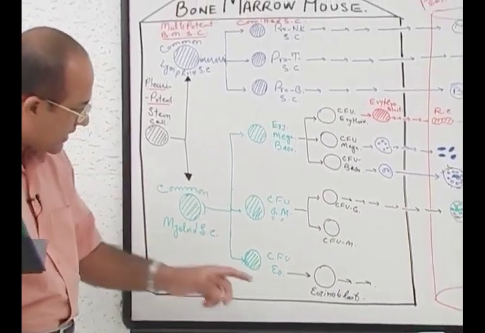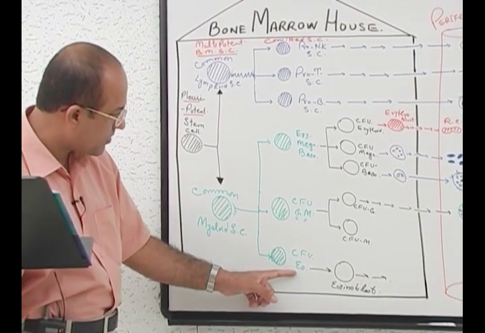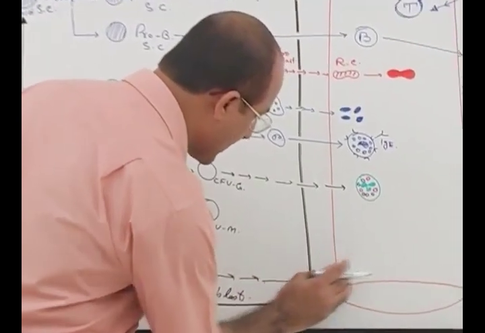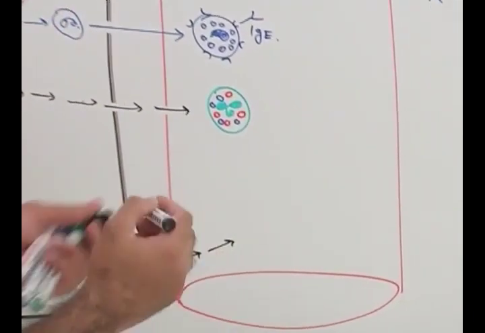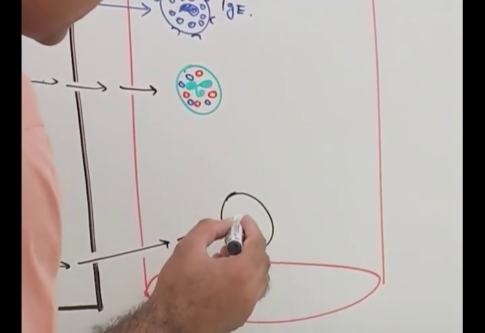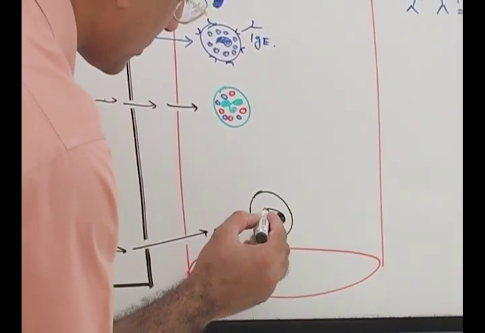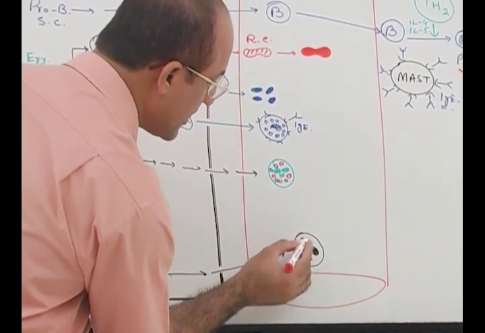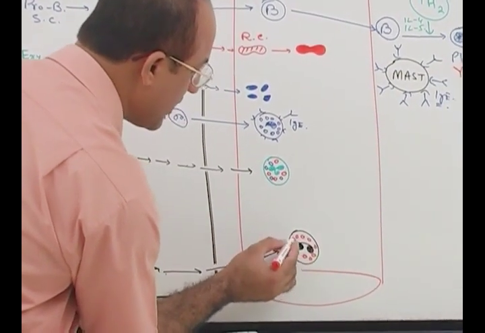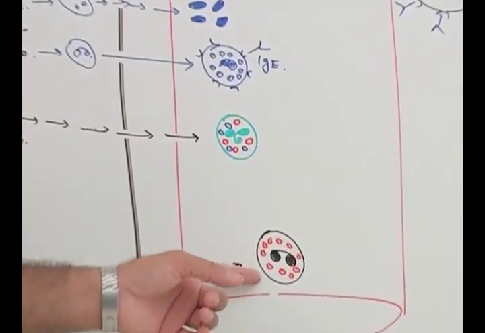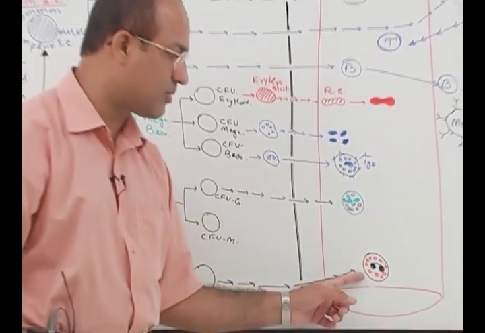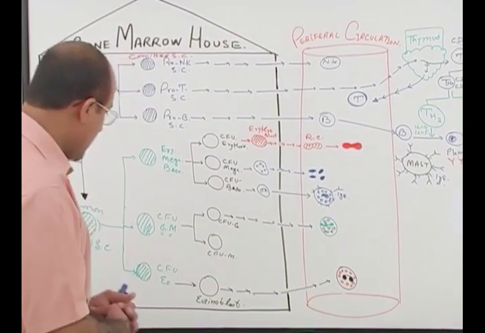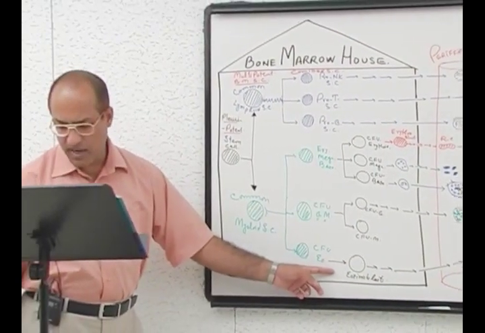So what is happening? This was the colony forming unit of eosinophil, and this is eosinophiloblast, which will eventually give rise to a cell that, when it comes into blood, has a bilobed nucleus and a lot of eosinophilic granules, that is, red granules. So this is called eosinophil. And you must be remembering, eosinophils also play a role in type 1 hypersensitivity and in parasitic infections, where the number goes up. So this was about eosinophiloblast.